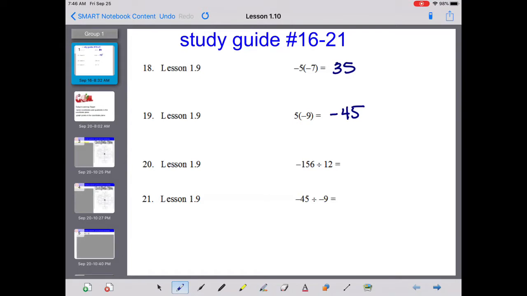The rules for division are the same as the rules for multiplication. So -156 divided by 12, one of them is negative, the other is positive. My answer is -13. -45 divided by -9, the signs are the same, so my answer is positive 5.